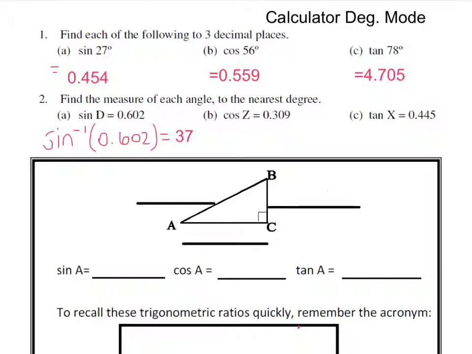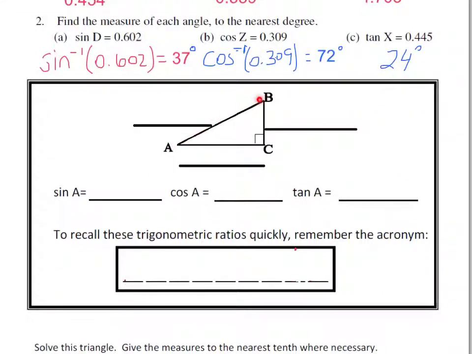For cos, again, we're just going to punch this button on your calculator, cos -1 of 0.309, and you get 72 degrees, and tan -1 of 0.445. So the angle that gives us this ratio is 24 degrees.